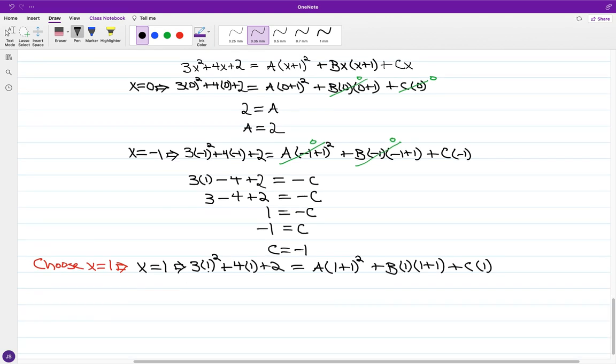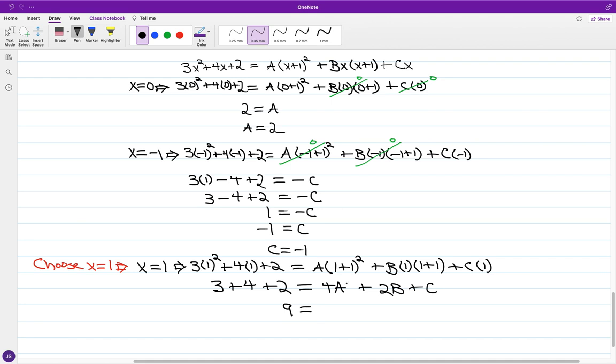And so we got 1 squared is 1, so we have 3 plus 4 plus 2. And got 1 plus 1 is 2. 2 squared is 4, so we have 4a. 1 plus 1 is 2 times 1 times b, so we got 4a plus 2b. We got c times 1, so we have c. Now we got 3 plus 4 plus 2 is going to be 9.